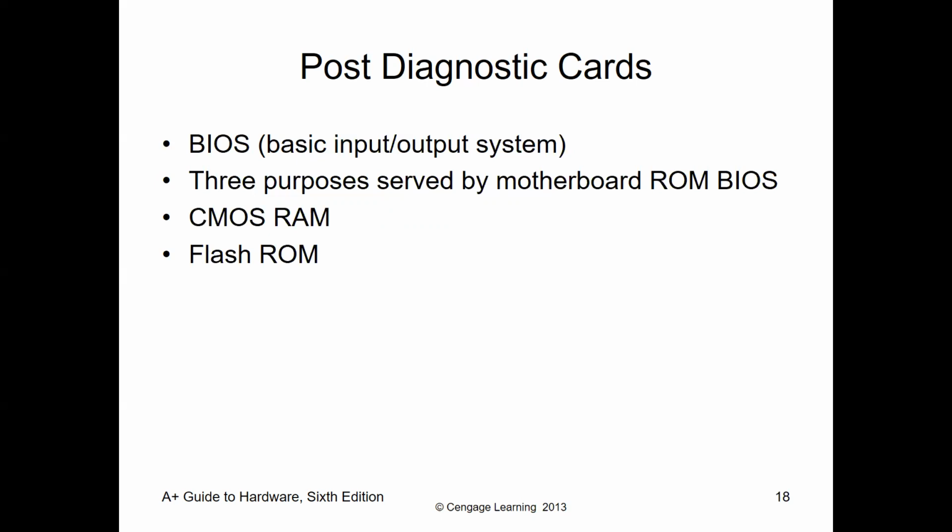There are three purposes served by motherboard ROM BIOS. These include system BIOS, which manages simple devices; startup BIOS, which starts the computer; and BIOS setup, which changes motherboard settings. CMOS RAM includes date, time, and port configurations. Flash ROM, ROM chips that can be overwritten.